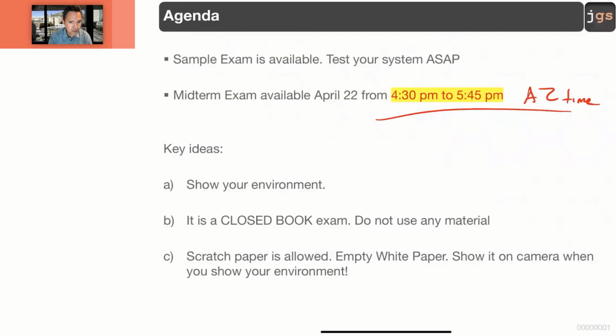Key ideas for your exam, please. Now you are familiar with this. You need to show your environment. Remember, your space, your room. There were some issues with some people. Some of you received an email from the TAs telling you that you were flagged for issues with your environment, for talking with someone, for looking at other places, people talking with you, etc.